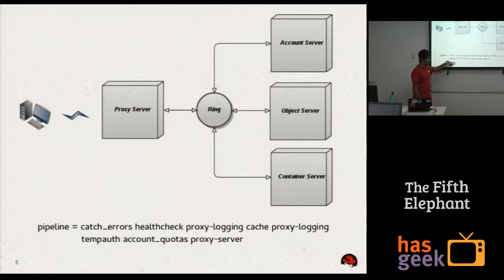a pipeline of WSGI middlewares. The request would go from client to the server in this order. This is what provides modularity. For example, the tempauth module provides authentication. The account quotas module provides quotas based on accounts.